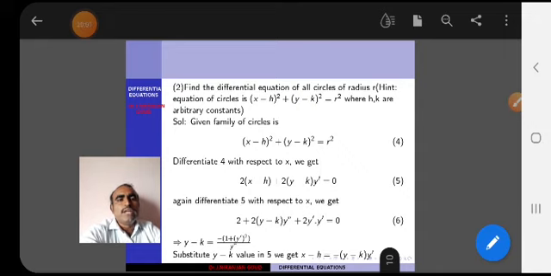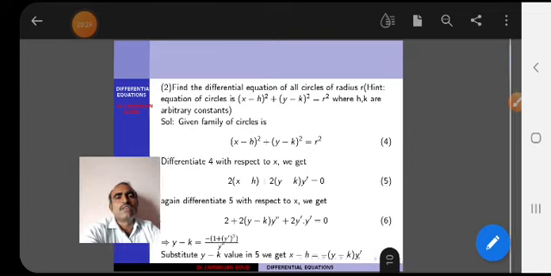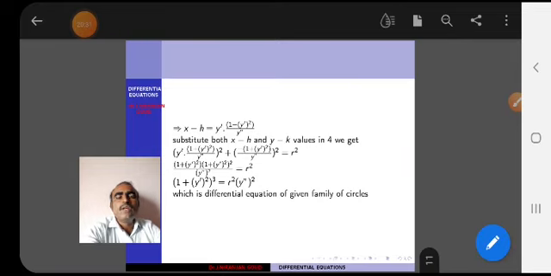From this, you write the value of y minus k. Y minus k is equal to minus of 1 plus y dash square by y double dash. Substitute this value, y minus k value, in the equation 5. What is 5? 5 is x minus h plus y minus k into y dash is equal to 0. From this, x minus h is equal to minus of y minus k into y dash. Substitute y minus k value in this equation. You will get x minus h is equal to y dash into 1 plus y dash square by y double dash.